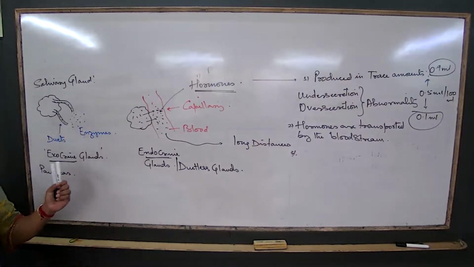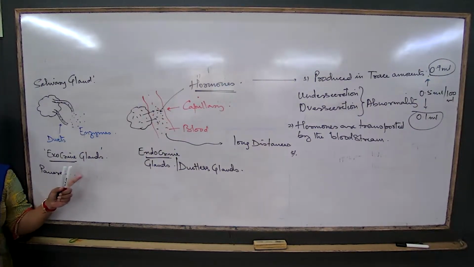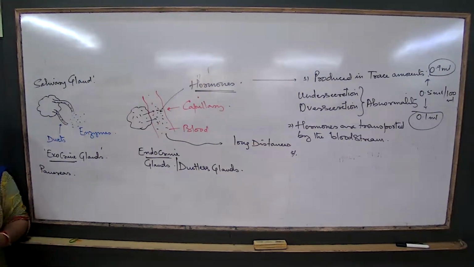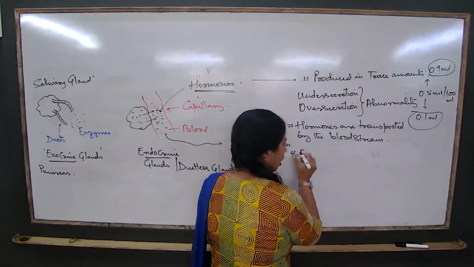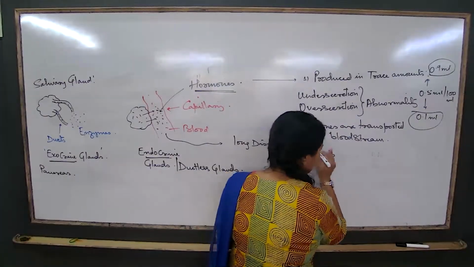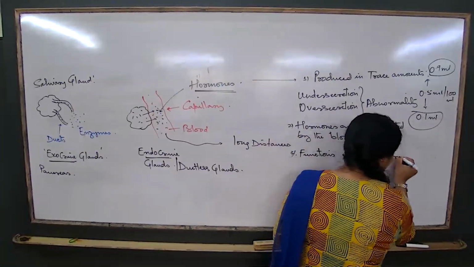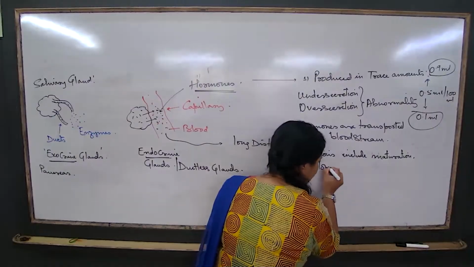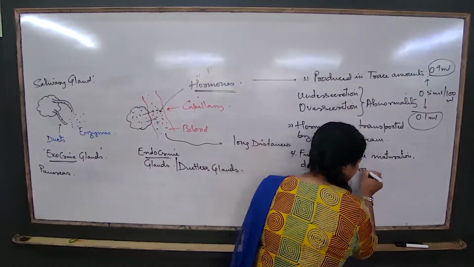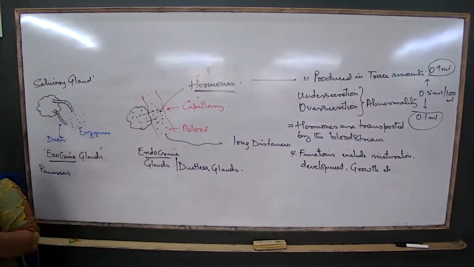So always we have to compare hormones with the enzymes because the chapter is about chemical and muscular coordination. If it is an enzyme, it can only break down complex to simple. But if it is a hormone, what type of functions does it show? Functions include maturation, development and growth. So these are the major types of functions for the hormones that we understand.